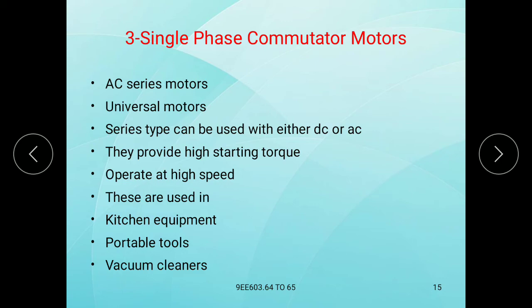Single phase commutator motors: AC series motors, universal motors. Series type can be used with either DC or AC. They provide high starting torque and operate at high speed. These are used in kitchen equipment, portable tools, vacuum cleaners.